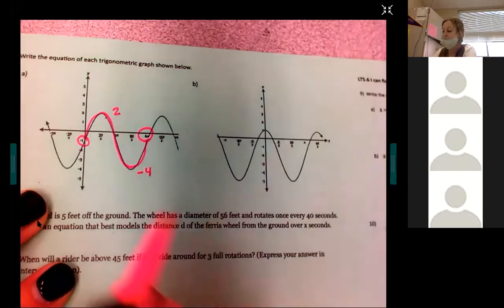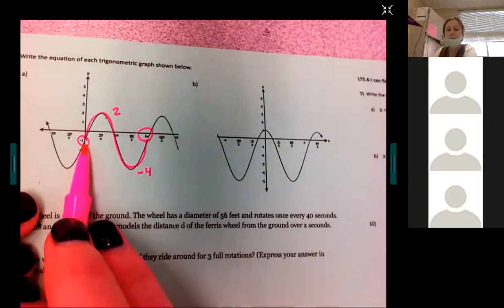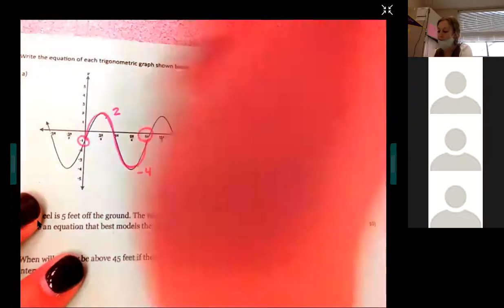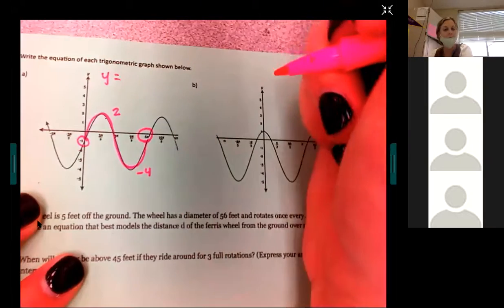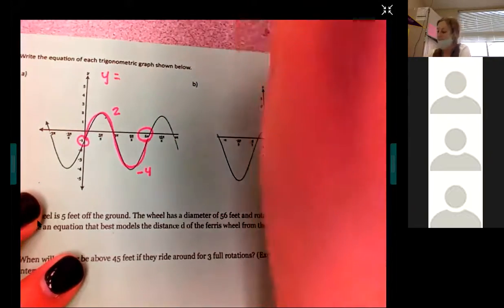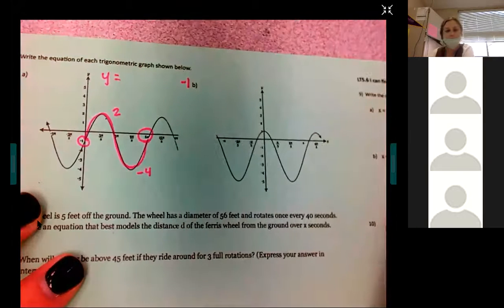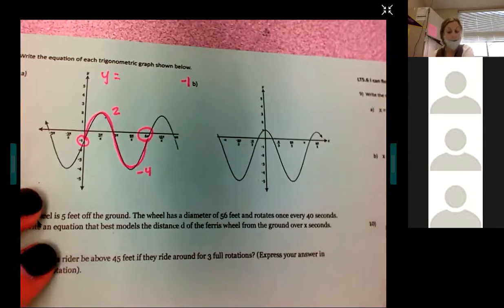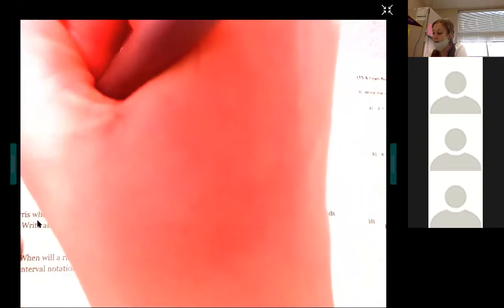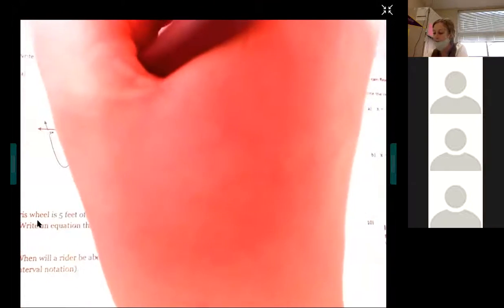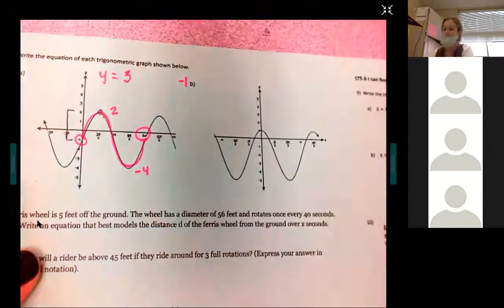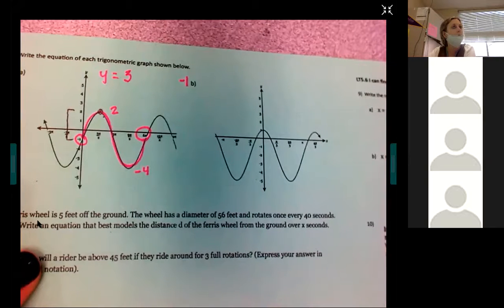This one has a max at 2 and a min at -4. And if you look in between those, does everybody agree with me the midline is -1? So what should it say? y equals, we haven't talked about what kind of function yet, but we know the midline is -1. So what should go at the back? -1. And now we can figure out the A value, the amplitude, because you should be able to see from -1, it goes up how many till it hits this max? 3. So the amplitude is 3.